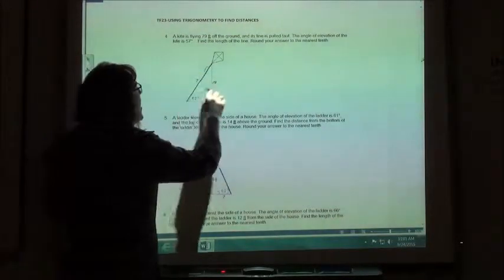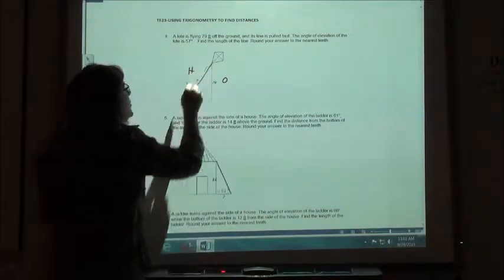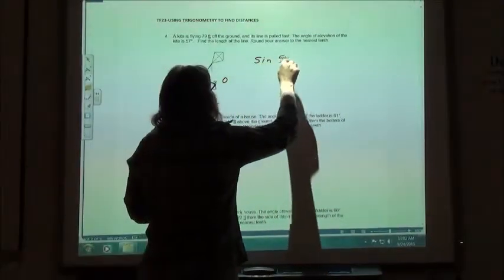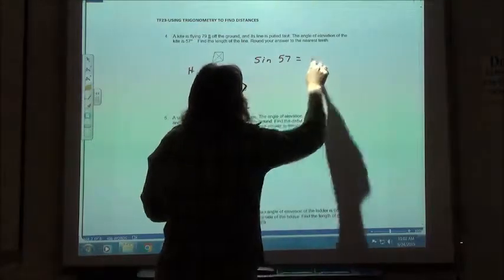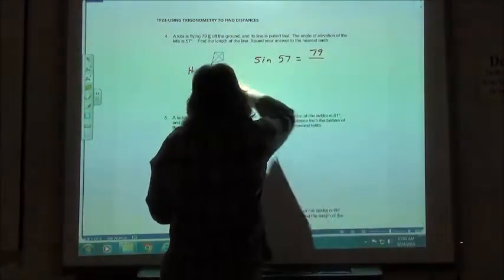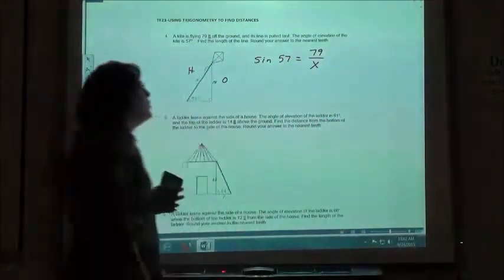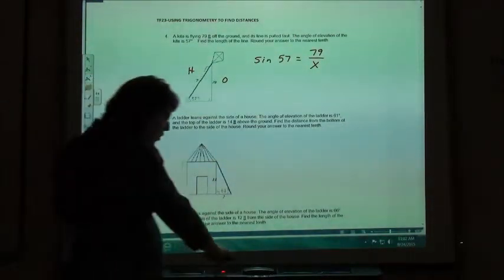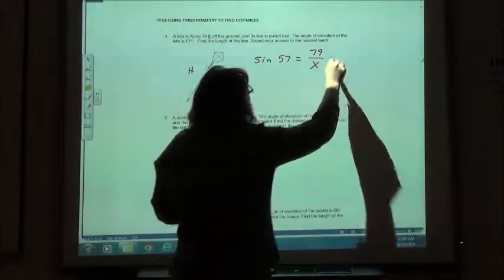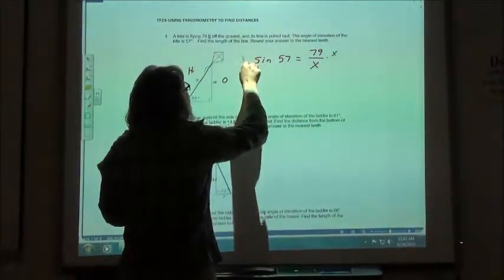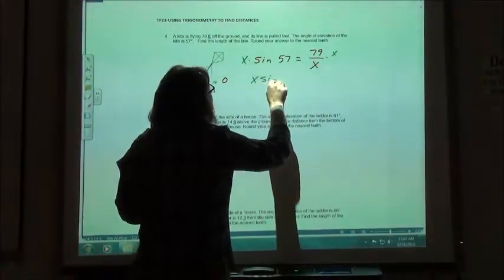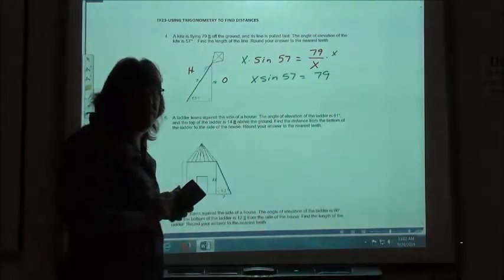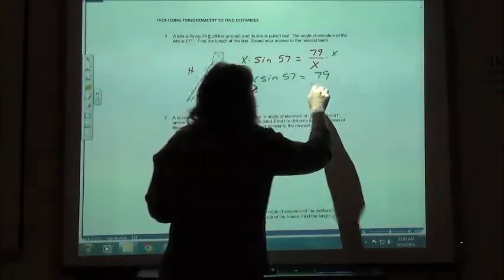If I look here, I have my opposite and my hypotenuse, so I'm going to use the sine. The sine of 57 degrees is equal to the opposite side, which is 79, over the hypotenuse, which I don't know, so I'm just going to put an x there. When I solve this one where I have the x in the denominator of my fraction, I'm going to multiply by the x first. So x sine of 57 equals 79, and then I end up dividing by the sine of 57.